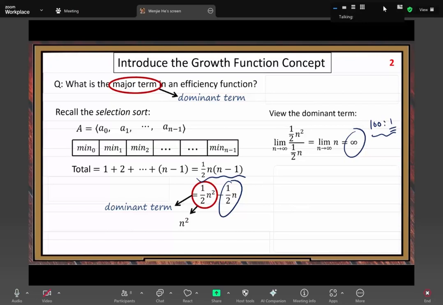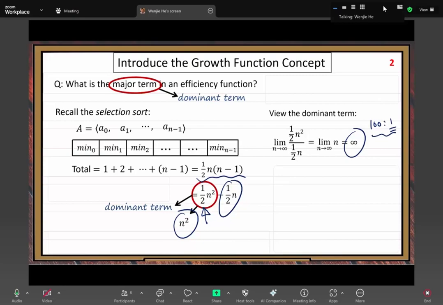The second, when you look at this dominant term, there is this 1/2 coefficient. Leading coefficient is 1/2. It's a constant. But we want to do further simplification. So this 1/2 times n squared, we still want to do another round of simplification. So we drop that 1/2. We only keep the n squared. Looks much simpler. But the question, why can you drop that 1/2? Okay? Why can you drop that 1/2?